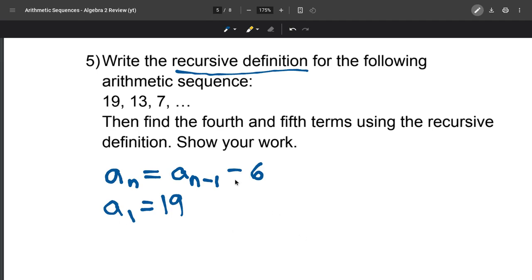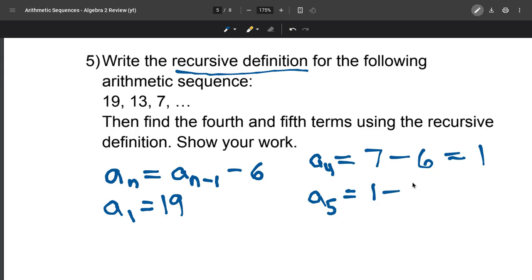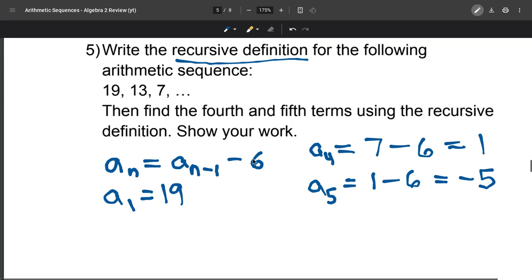Okay, so the fourth and the fifth terms, we have the third term. So we're going to say a sub 4 is our fourth term. That's going to equal a sub 3, which is 7, minus 6. So a sub 4 is going to equal 1. A sub 5 is going to equal our fourth term, which is 1, minus 6. So that's going to be negative 5. Okay, hopefully that makes sense. Let's keep going and try another one.